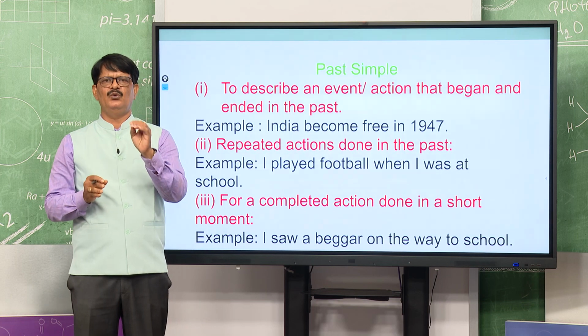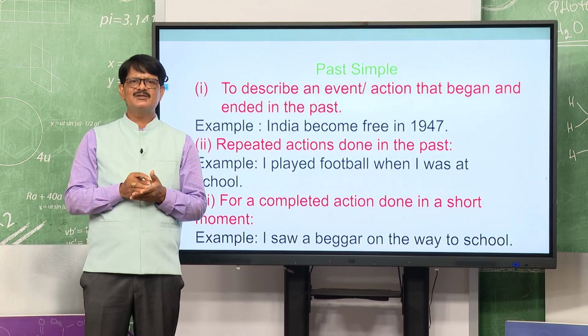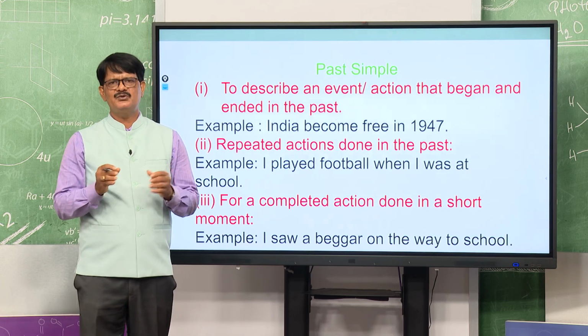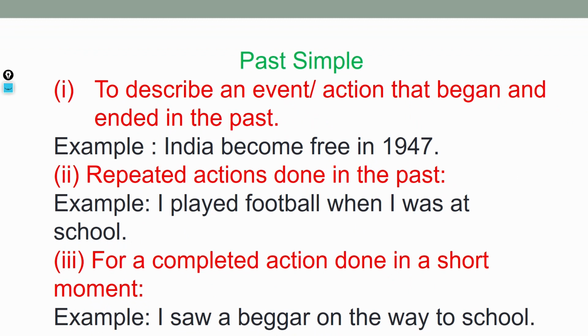Subject plus V2. It means the second form of the verb, which is used to describe an event or action that began and ended in the past. That means the action which began in the past and also ended in the past, there we have to use the past simple. One example is, India became free in 1947. Okay. Another use is for a repeated action done in the past.